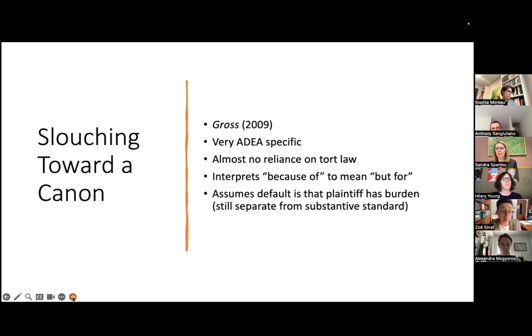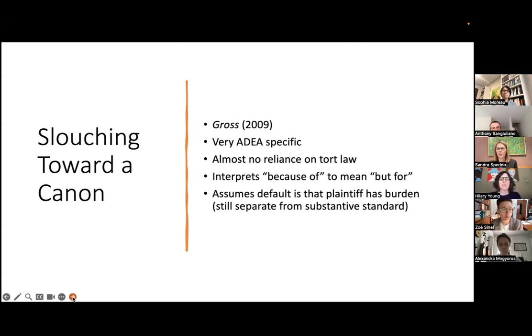In fact, the court says that we're just making a decision based on what we see in the Age Discrimination Act, and mostly Congress's failure to amend the ADEA when it amended Title VII to respond to Price Waterhouse. So let me talk about that a little bit more.